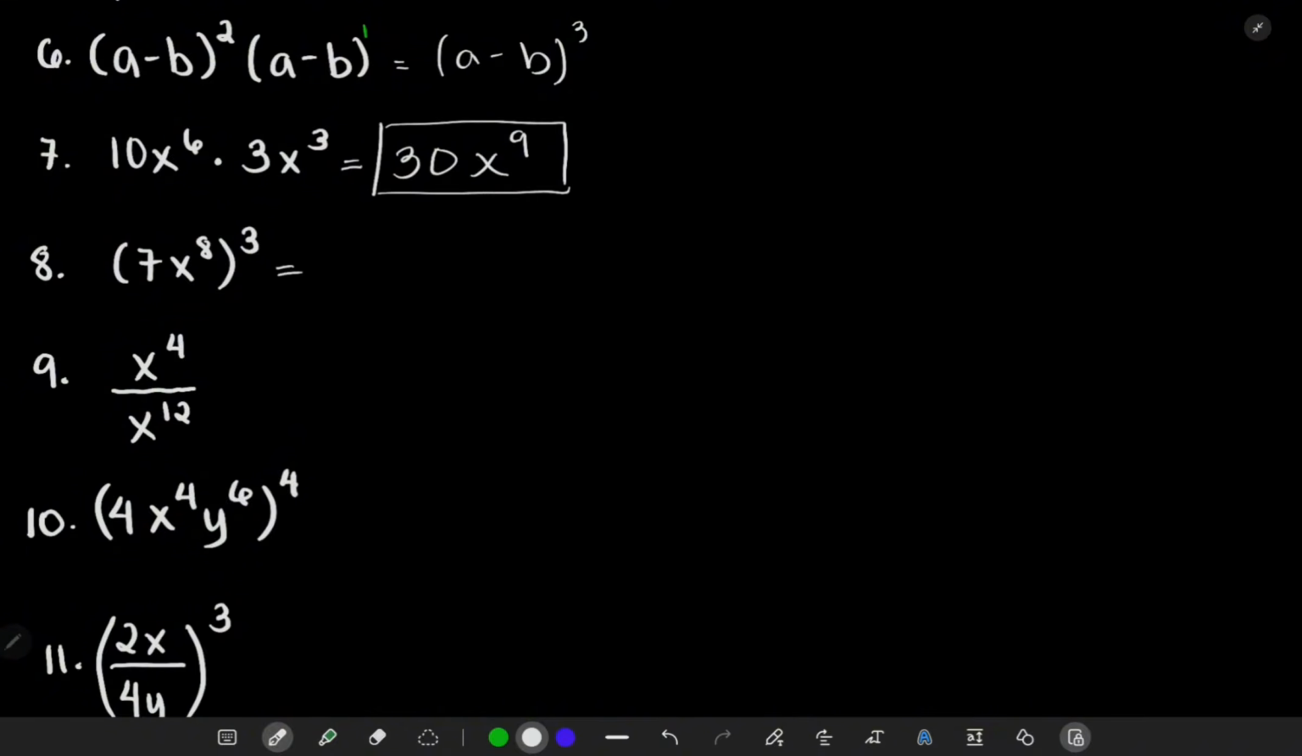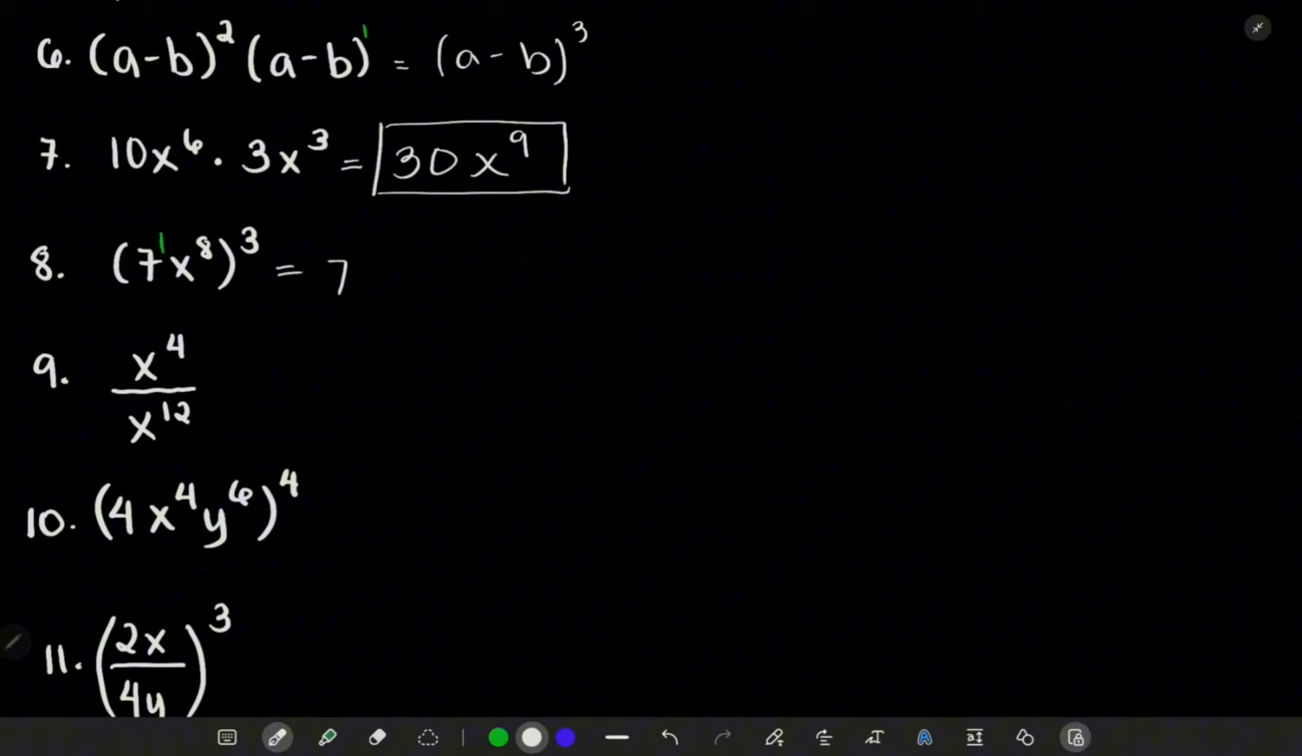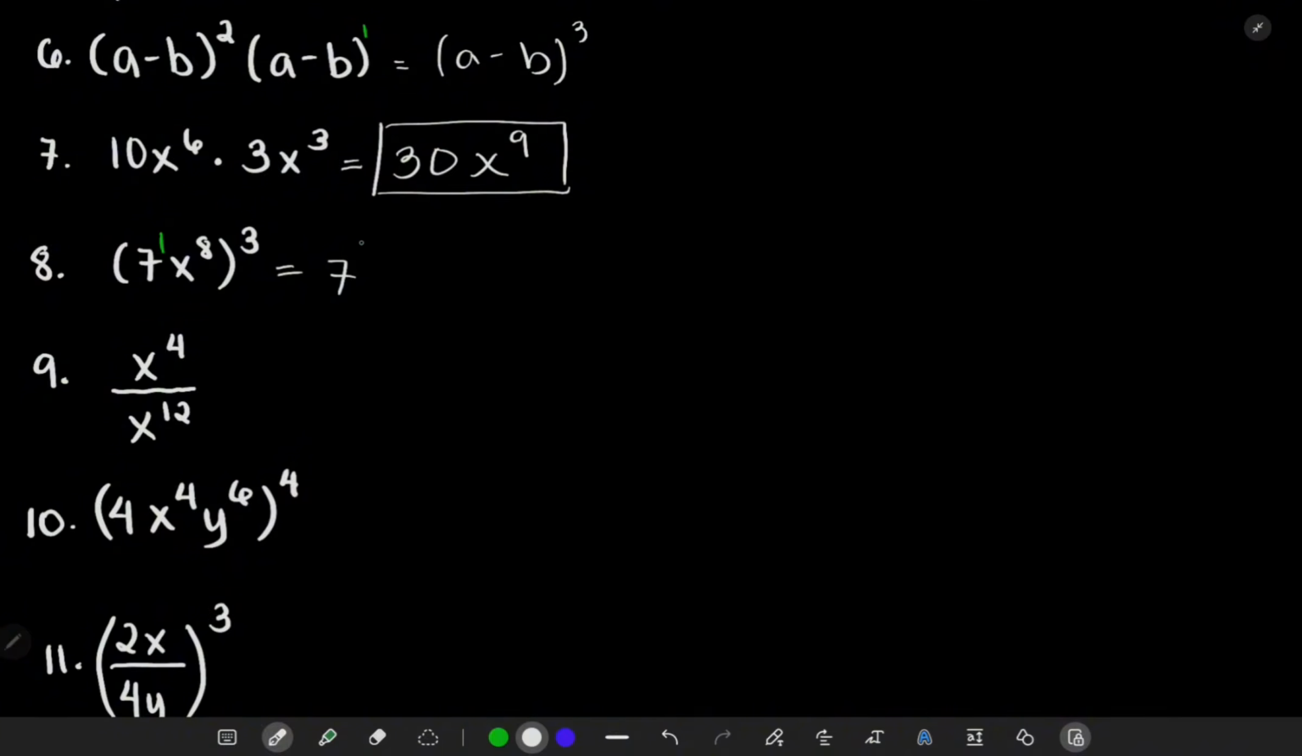Then number 8, using the power of a product. So first, imagine ulit na may invisible one dyan. So we have 7 raised to 1 times 3 is 3. And then x raised to 8 times 3 is 24. And 7 cubed, so that is equal to 343.